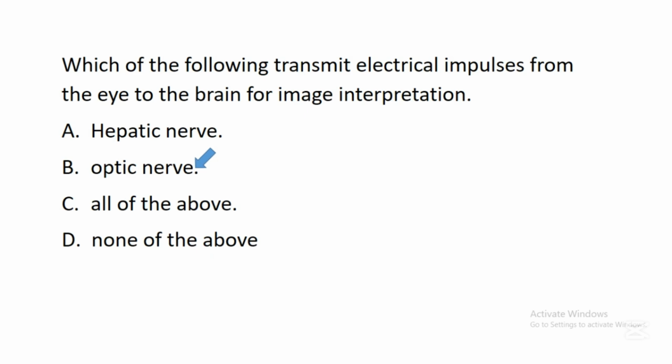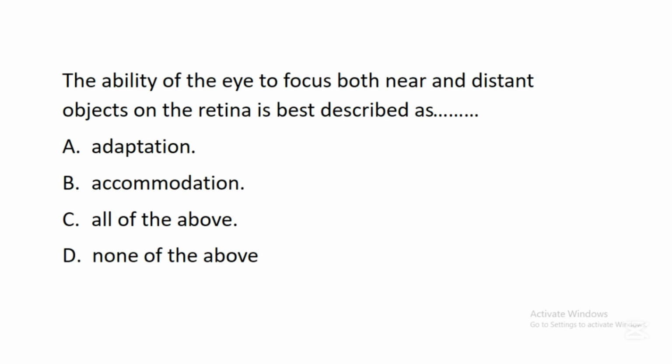So when the electrical impulses are transmitted from the eye to the brain, the brain will now interpret the type of image that is there. The next question says, the ability of the eye to focus both near and distant objects on the retina is best described as dash. A. Adaptation, B. Accommodation, C. All of the above, D. None of the above. In this question, the correct answer is B.